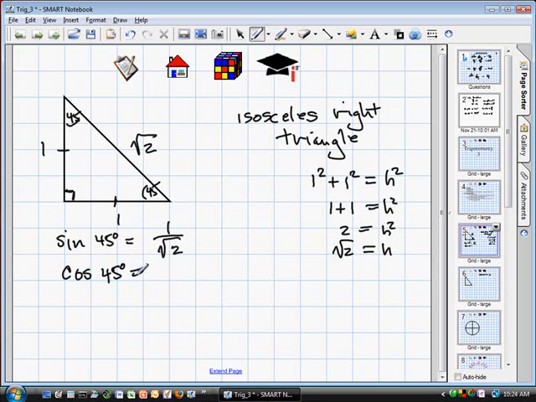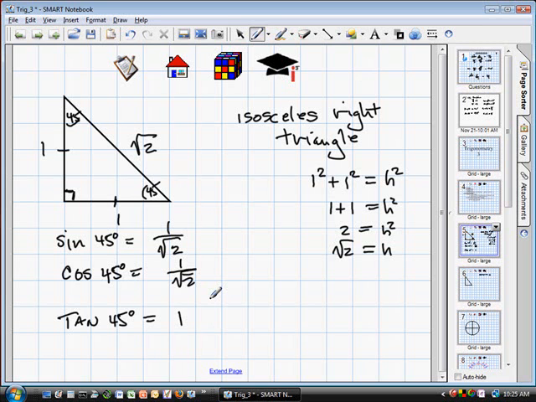Now, somebody else tell me this one. Based on that picture, what's the cosine of 45 degrees? Yes, it is. You were using this angle again? If you use this angle, where's the leg adjacent? It's right down there. 1 over the hypotenuse, square root of 2. What's the tangent of 45 degrees? 1 over 1, which is just 1.